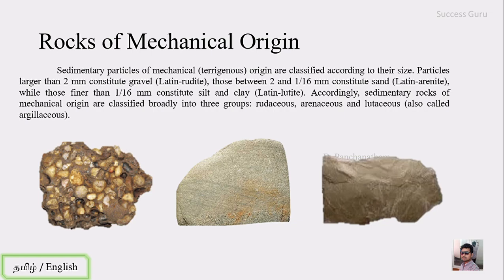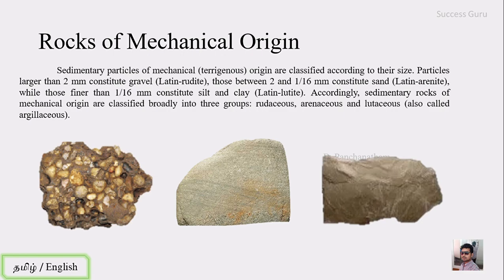The sedimentary particles of mechanical origin, which are also called terrigenous origin, are classified according to grain size. The particles larger than 2 millimeter constitute the gravel, also called rudite in Latin. The particles between 2 millimeter and 1/16 millimeter constitute the sand size particles, also called arenaceous in Latin. The particles finer than 1/16 millimeter constitute the silt and clay, also called lutite in Latin.